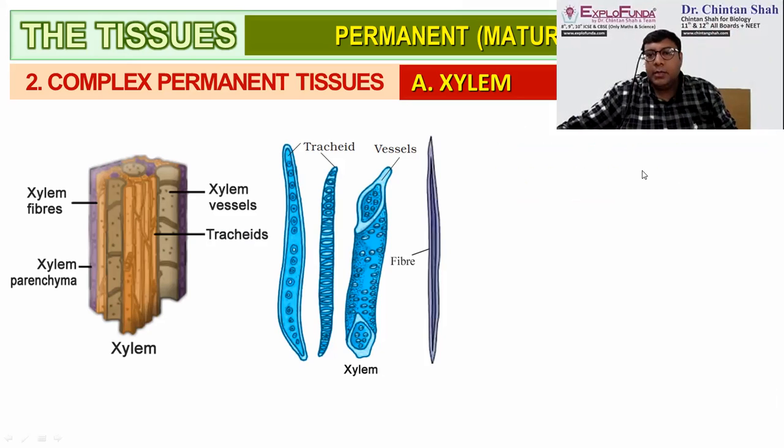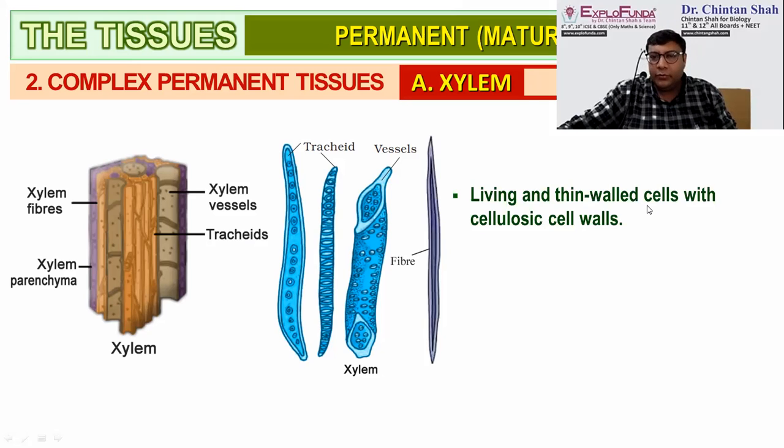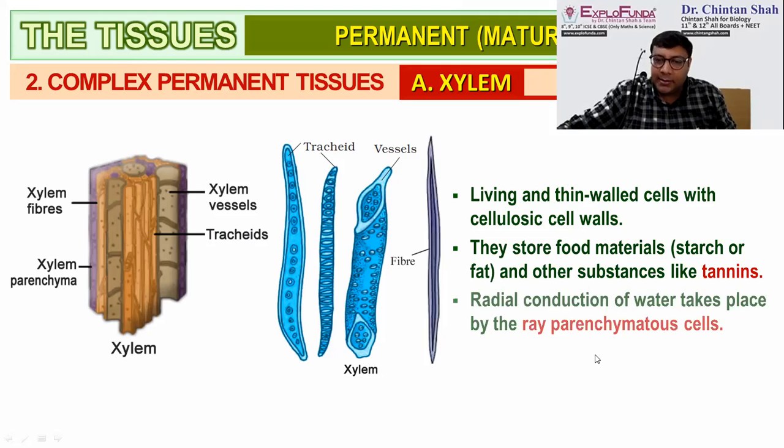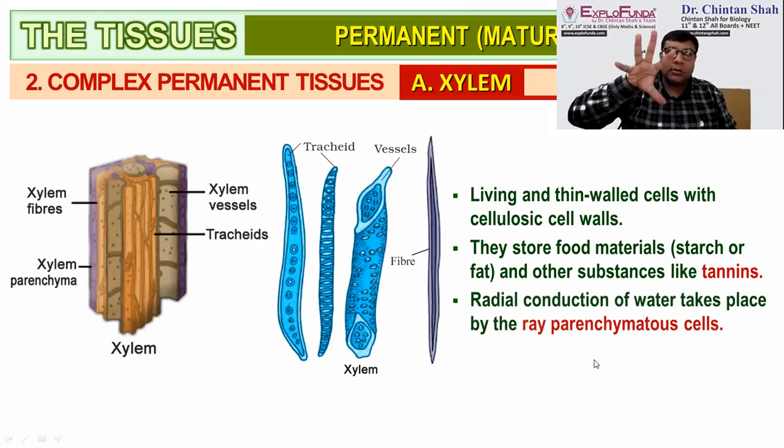And next is the xylem parenchyma. It is just storing food. It consists of living, thin-walled cells with a cellulose cell wall. They store food material like starch or fat and other substances like tannins. The radial conduction of water takes place by the ray parenchymatous cells.